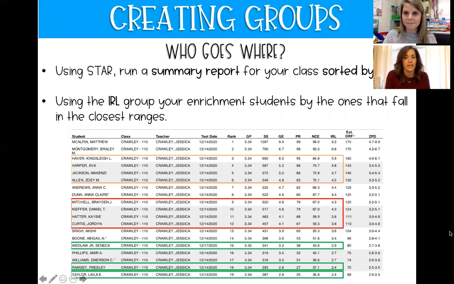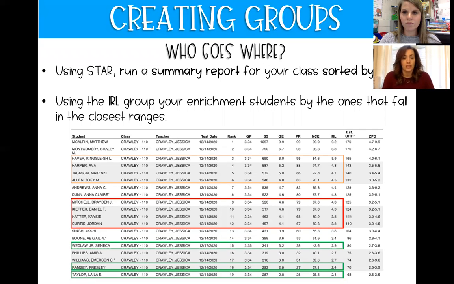Okay. I'm going to show you the best way that I've found to put my students in groups. What I like to do is to use the STAR summary report, and you can click on there to sort them by rank. And so they'll already be grouped up by their individual instructional reading levels. So you can use your IRL to place them in some ranges. If you'll notice, I've left out a couple of students on here because they are my kids who are in accent or who go to intervention. So they're getting that instruction during enrichment time.